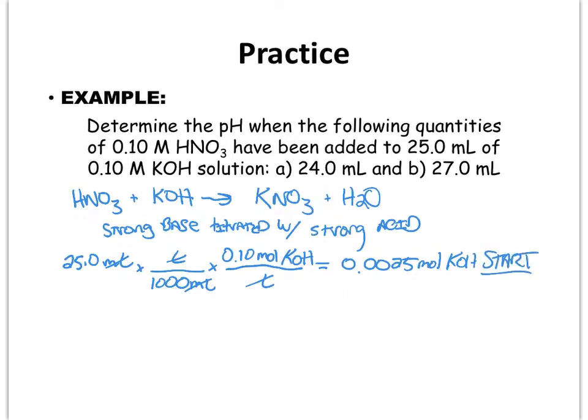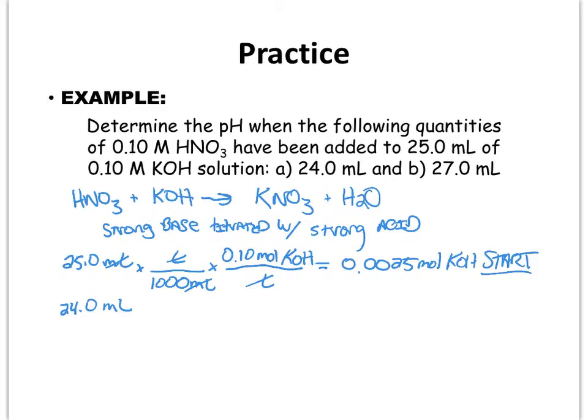I like to label these things as I go through, just to keep myself organized, as some of these problems can be pretty long. So this would be the moles of base that I started with. So if I'm adding 24 milliliters of the acid, now I have to figure out how many moles of acid I'm actually adding to this. Because remember, this is a neutralization reaction. I have a certain amount of base, I'm adding acid to it. As that acid is added, it's attacking the base and essentially neutralizing it.